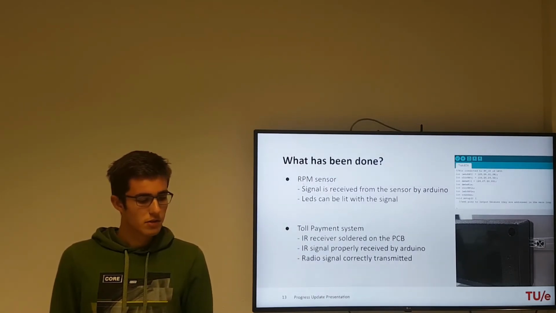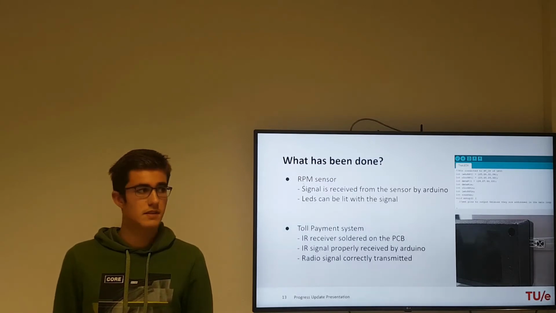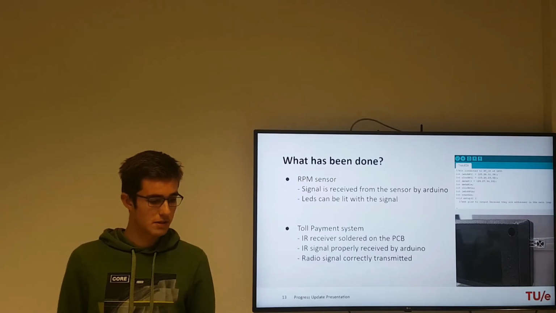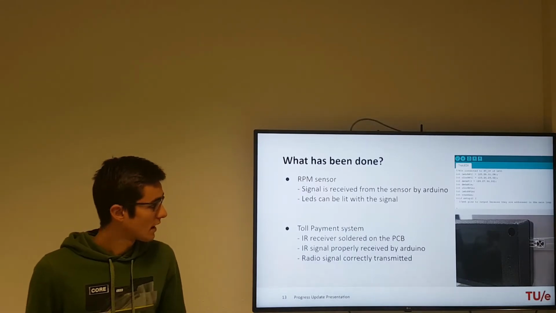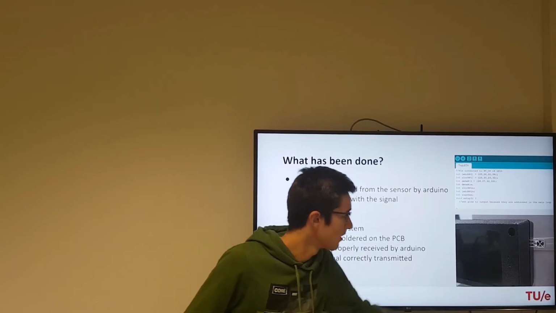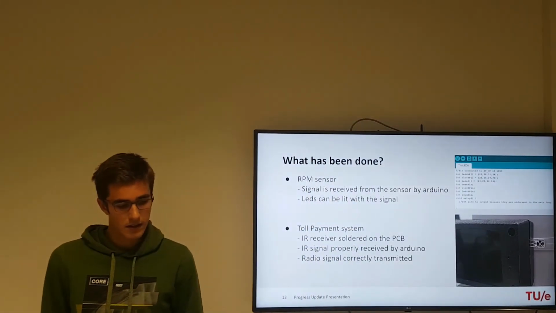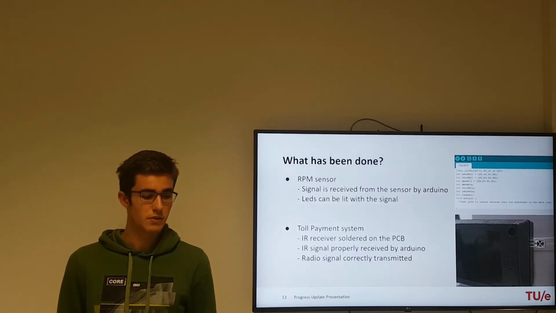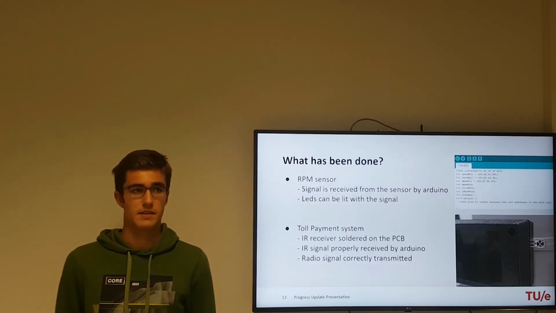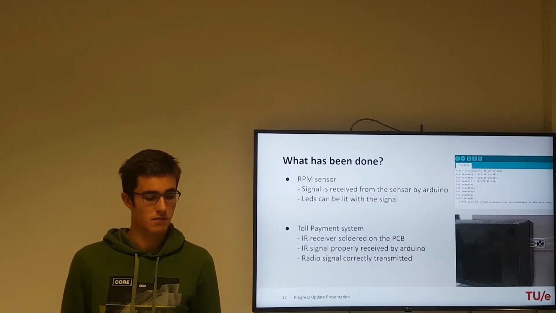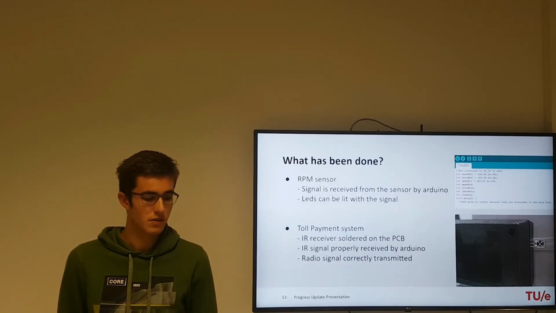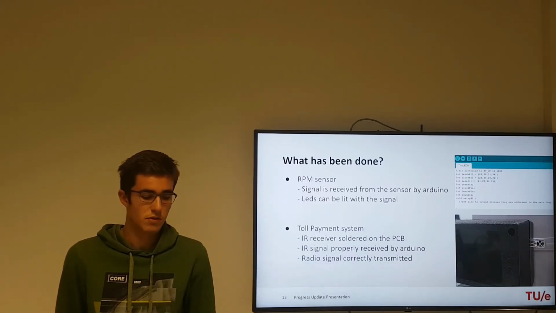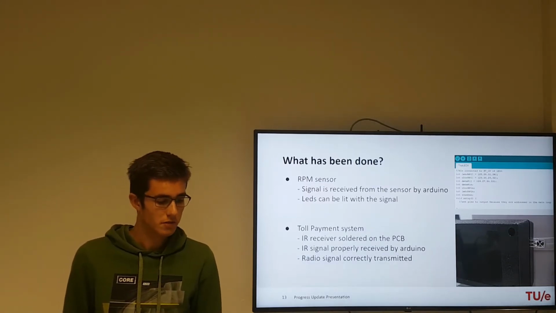For the toll payment system, we have done it at this moment. We soldered the PCB that is actually here. You can see the IR receiver. The IR signal is properly received by the Arduino, and we properly programmed the radio signal that should be transmitted back to the central computer of the track.